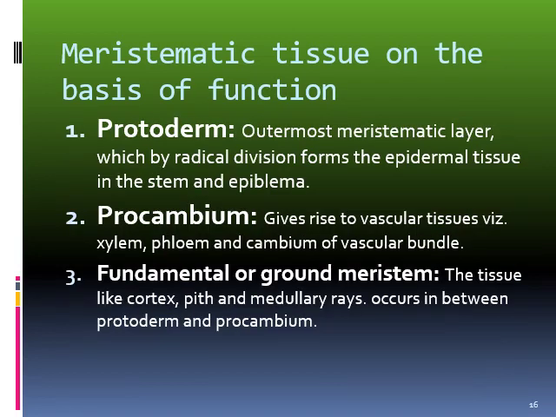This classification of meristematic tissue is based on their function, and in this we have three types. Firstly we have protoderm. It is the outermost layer of the young growing region from which the epidermis develops, so it is called protoderm. So next we have procambium that develops into the primary vascular tissues. Actually these are the elongated tapering cells of the meristematic region from which the vascular system develops.